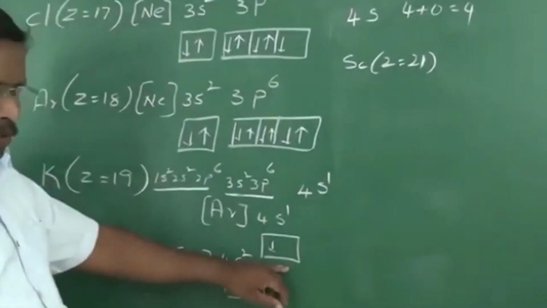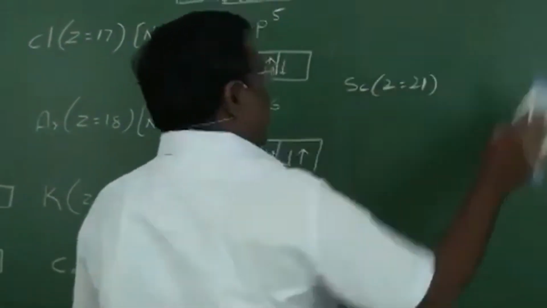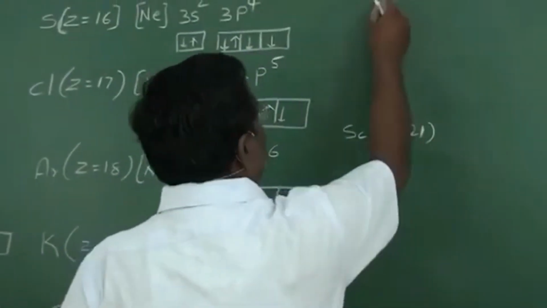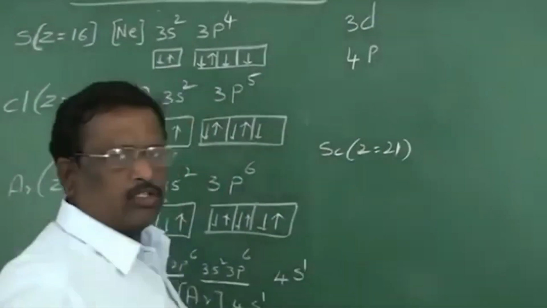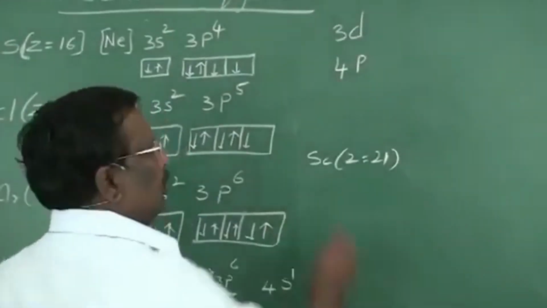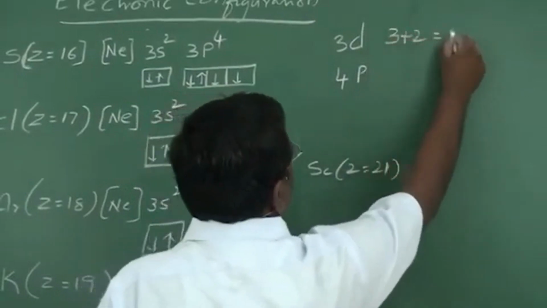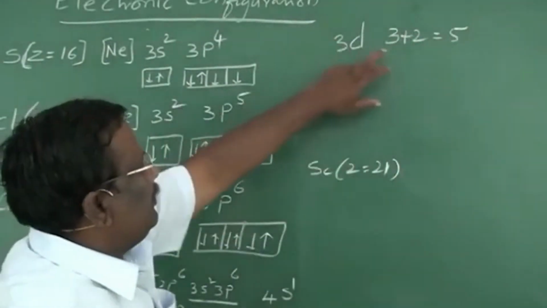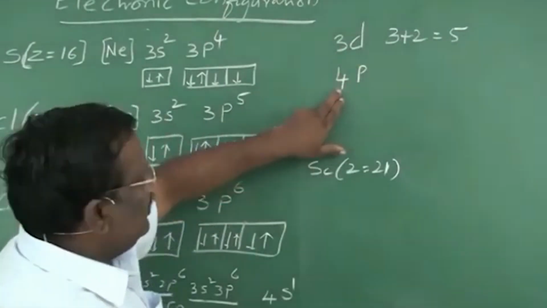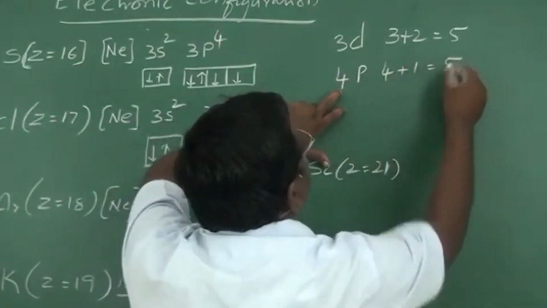After 4s we have 4p. But in the third energy level we have the 3d orbital, which is also empty. Let us verify the n plus L value of these two. For the 3d orbital, n plus L value is 3 plus 2, that is 5, because the L value for the d orbital is 2 and n is 3. For the p orbital, L value is 1 and n value is 4. That's why 4 plus 1 is equal to 5.